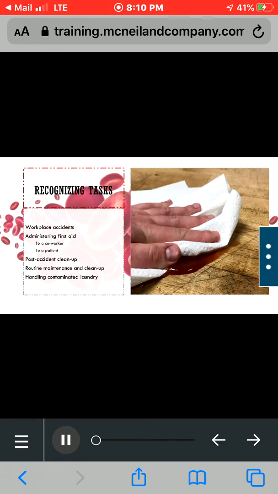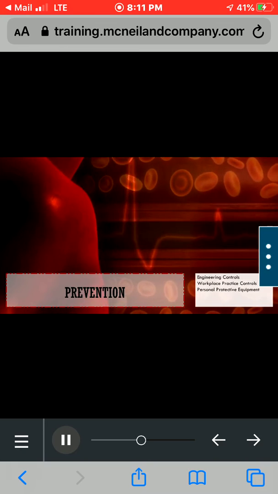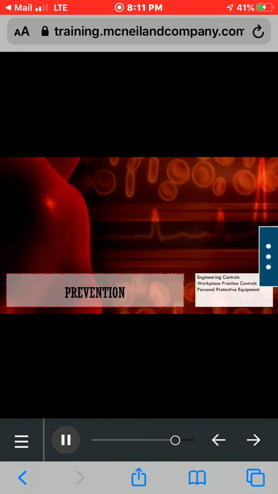We must understand when we may be at risk for bloodborne pathogen exposure. Exposure may occur during workplace accidents, while administering first aid, whether to a coworker or a patient, during post-accident cleanup, during routine maintenance and cleanup, and while handling contaminated laundry. There are different methods to prevent bloodborne exposure, including engineering controls, workplace practice controls, and personal protective equipment. These all work together to prevent exposure.